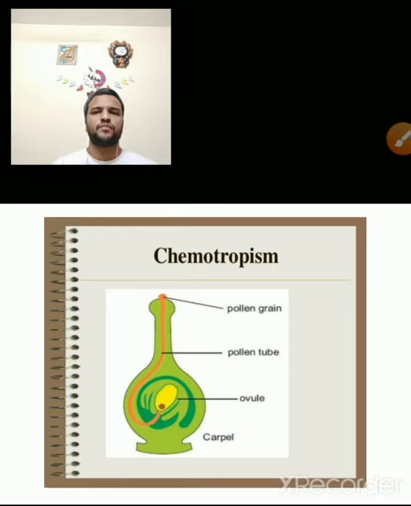Next, chemotropism. Here a response to a stimulus such as chemicals leads to a growth movement, and that is called chemotropism. This is a carpel or pistil, which is the female reproductive part in flowering plants. The carpel has a stigma, style and ovary, and inside the ovary there is an ovule. When the pollen grain falls on the stigma, a chemical interaction takes place between the stigma and pollen grain, and the stigma identifies the right type of pollen grain and allows it to grow on the stigma. This is called pollen germination. So the chemotropism example is pollen germination on the stigma. Pollen germination is the formation of the pollen tube which carries the male gametes to the ovule for fertilization.